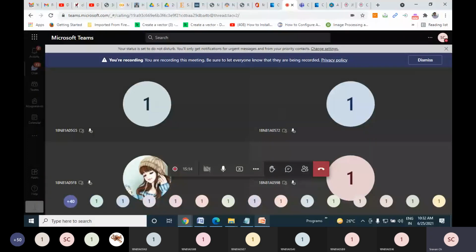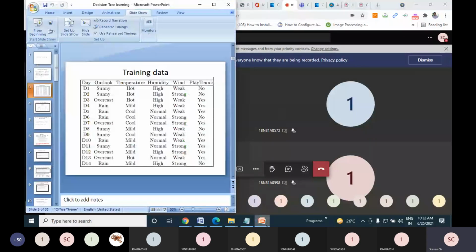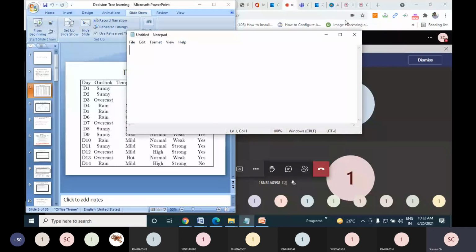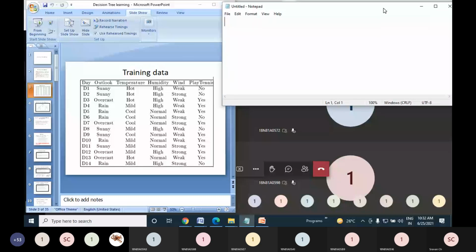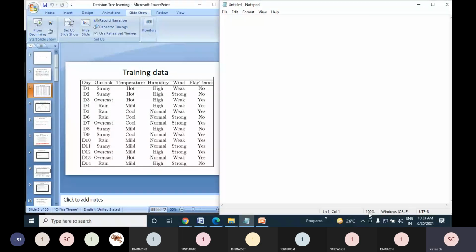So, let me go back. This is the data set which is visible on the left side. I'll take Notepad and try to solve this step by step. We will see the theoretical part of the algorithm after solving the problem, so that it becomes easy for us to understand. So friends, naive-Bayes classifier.